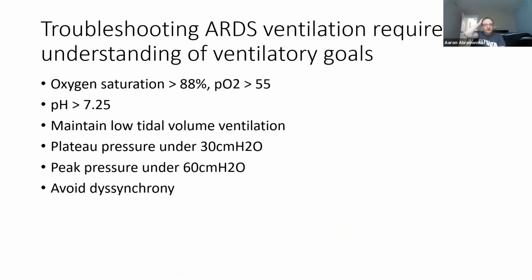So troubleshooting ARDS ventilation when things are going wrong requires an understanding of your goals here. So, number one, you want to keep the patient alive. So we've got to have an oxygenation goal and a ventilation goal with a pH. And then number one, after keeping alive, is maintaining the low tidal volume ventilation and low plateau pressure. And then other goals are to keep the PEEP pressure under 60 and avoid asynchrony. So this is kind of the hierarchy of ventilatory goals with ARDS.